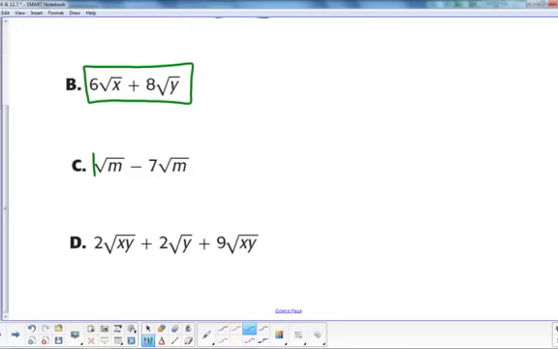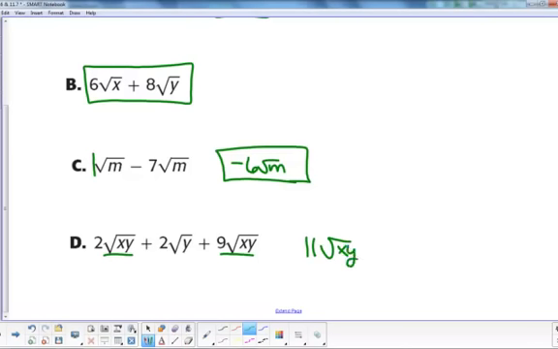1 root m minus 7 root m is negative 6 root m. We can put them together because they both have a root m. The xy terms we can put together. So we have 9 of them and 2 of them. So that's 11 root xy. And then we can't forget about our 2 root y that's hanging out there.